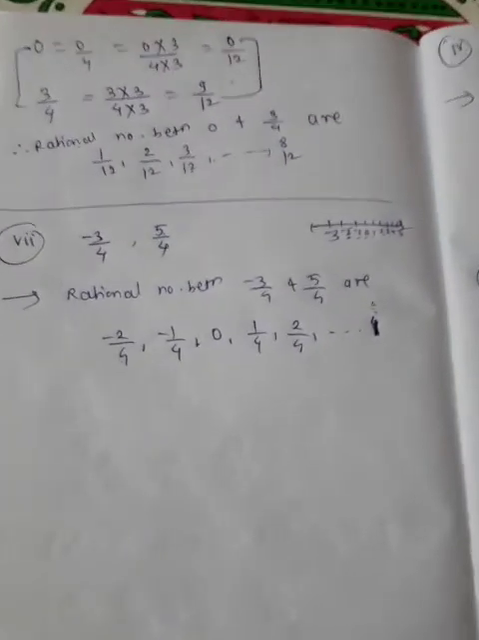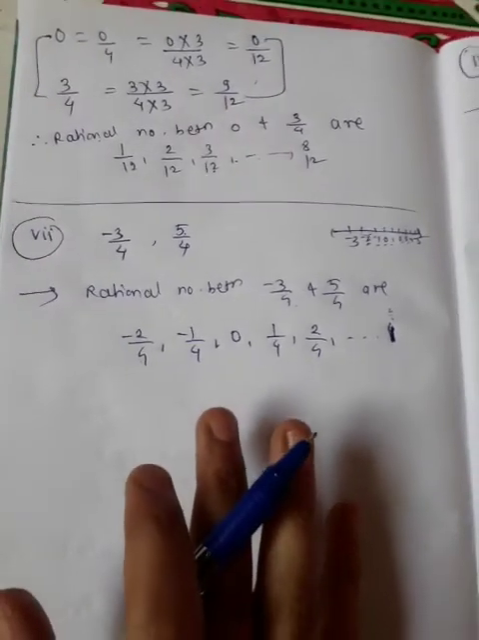As like this you can find rational numbers between any two rational numbers.